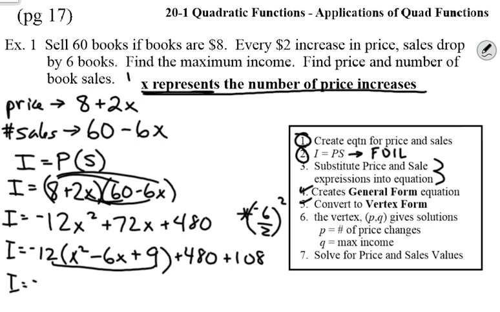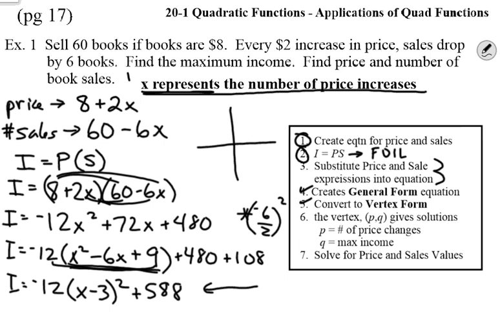Our income will be negative 12. Do the perfect square factoring. We get x minus 3 squared plus 588. So again, here's a vertex form of a quadratic. If I were to do a sketch of it, what do I know? Well, our vertex is when x is 3, or p is 3, and q is 588.